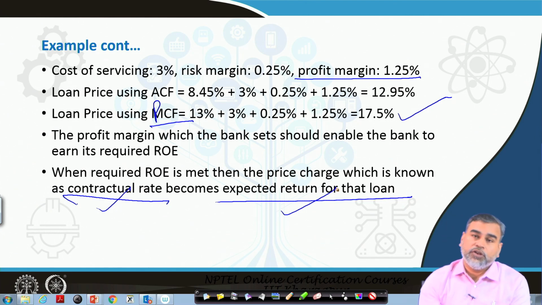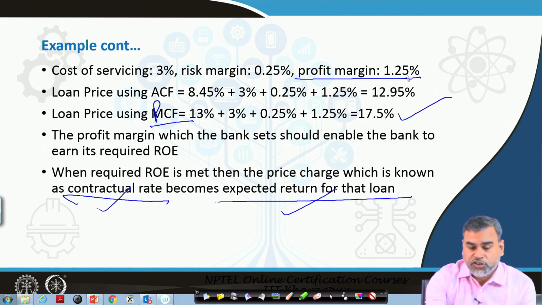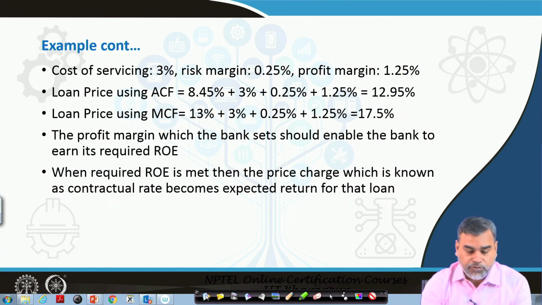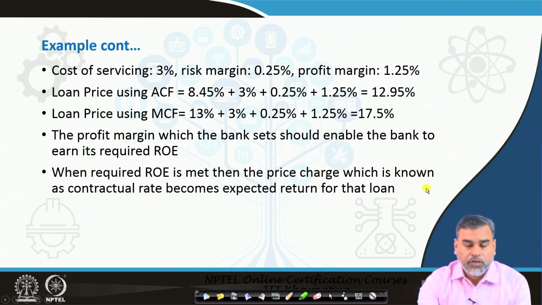So, in the cost of the loan pricing, the ROE should be maintained. If the ROE is maintained in such a way that the profit margin is imposed, then automatically you will find that the contractual rate will be equal to the price of the loan. If that is not equal, then there is a deviation between these two, and we have to see why that particular deviation comes into the picture. Let us see.